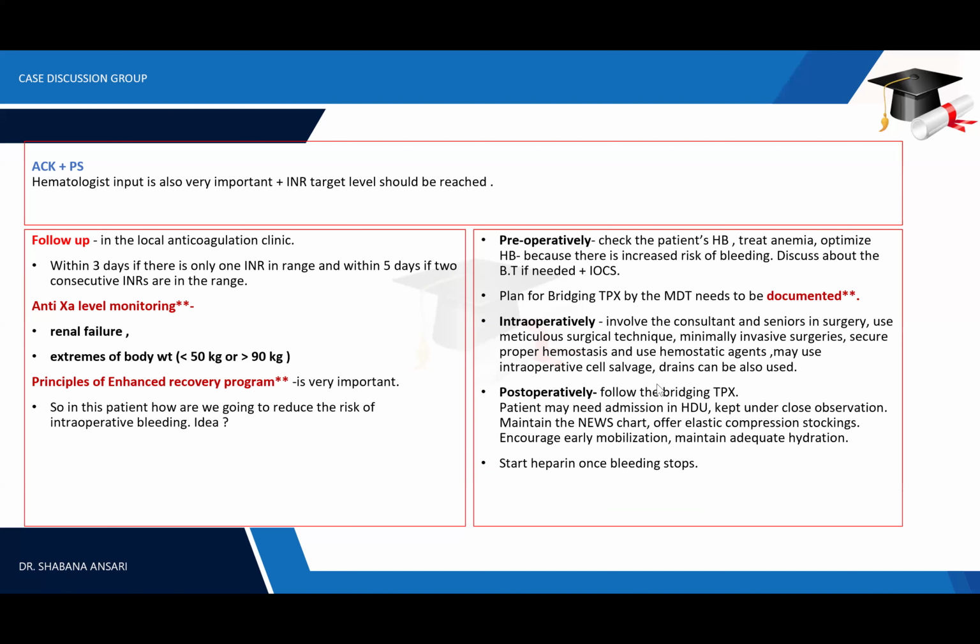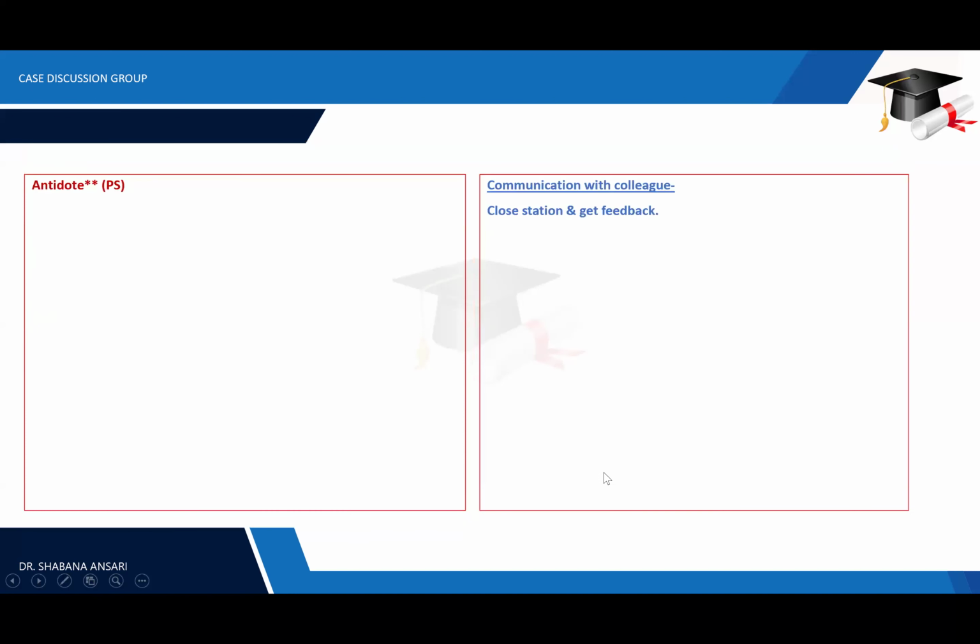Postoperatively, we will follow the bridging thromboprophylaxis. The patient may need admission to the high dependency unit and will be kept under close observation. Observation will be maintained on the NEWS chart, and we offer elastic compression stockings, encourage early mobilization, and maintain adequate hydration. Fine, and we are always going to start heparin once the bleeding stops.